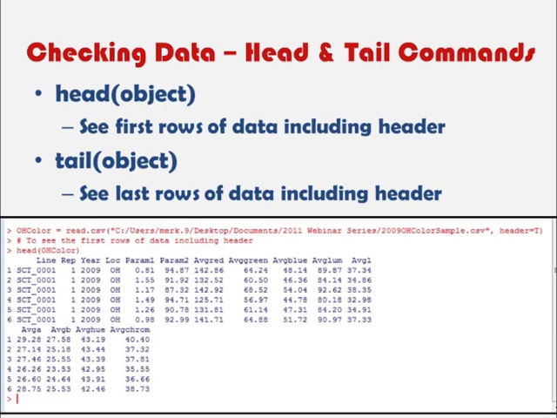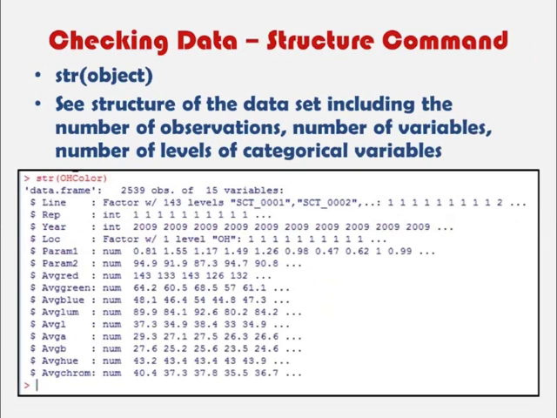So what I chose to do instead was to use what are called the head and tail commands. These allow us to see the first rows of our data and the header for the head command, or the last rows of our data including the header for the tail command. And you can see here an example of how I read in my data and how I looked at the first rows of our SOLCAP data here. So we've got essentially what it looked like in Excel. We've got our line, we've got our rep, year, location, followed by our color parameters.